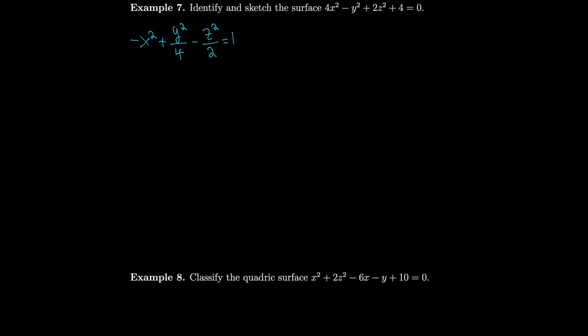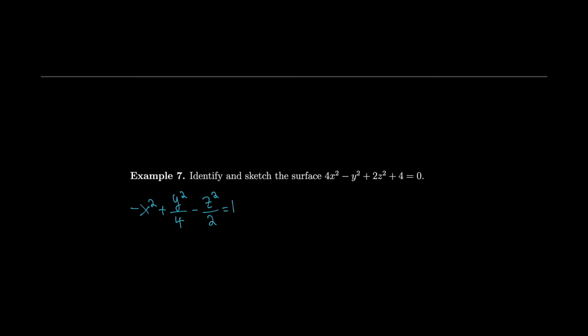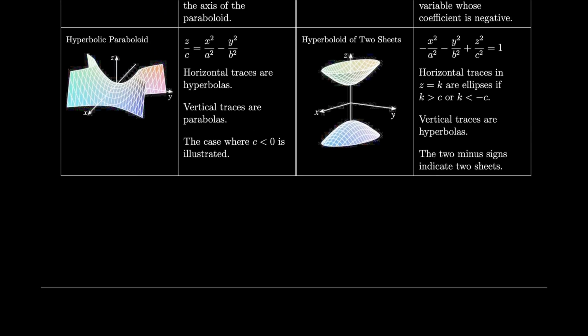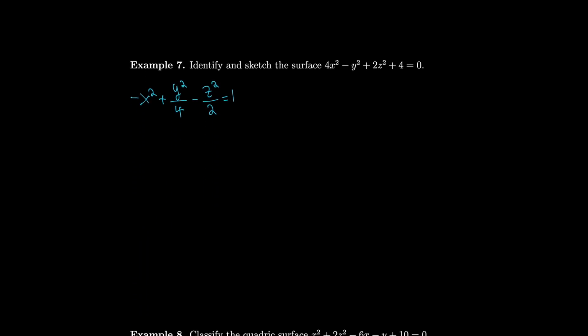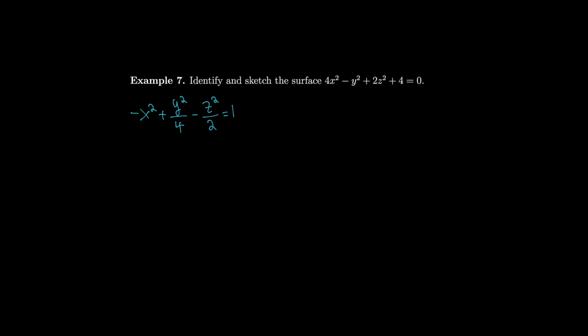So we have everything squared and 2 minus signs, so let's go back. Oh, well, there you go. Hyperboloid of 2 sheets. 2 minus signs, 2 sheets. If it was 1 minus sign, it would be 1 sheet. So we already know what this thing is, so we should be able to draw it.